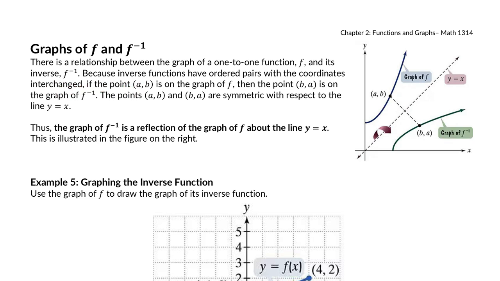We can find values of them very easily on a graph because we can just reflect these things over a diagonal line since there's no repeating happening, and we can just switch the x's and y's. So there is a relationship between the graph of a one-to-one function and its inverse, because inverse functions have ordered pairs with the coordinates interchanged. If the point a comma b is on the graph of f, then the point b comma a is on the graph of its inverse. You see how they just switch spots? These 2 points, a comma b and b comma a, are symmetric with respect to the line y equals x. So we're going to have this diagonal dashed line across our screen here where all of the graphs are foldable. You can fold along this diagonal line and one dot will land on top of another.